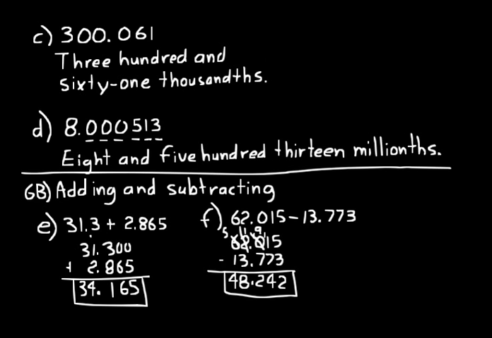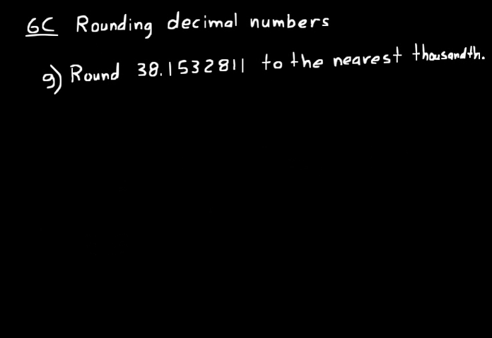Let's go to part C in this lesson on rounding decimal numbers. You round them the same way you do whole numbers. We learned about rounding whole numbers back in lesson 2, and you just follow the directions. It says round here to the nearest thousandth, and so you find the thousandth place and you circle it. That would be tenths, hundredths, thousandths, so it would be the 3.